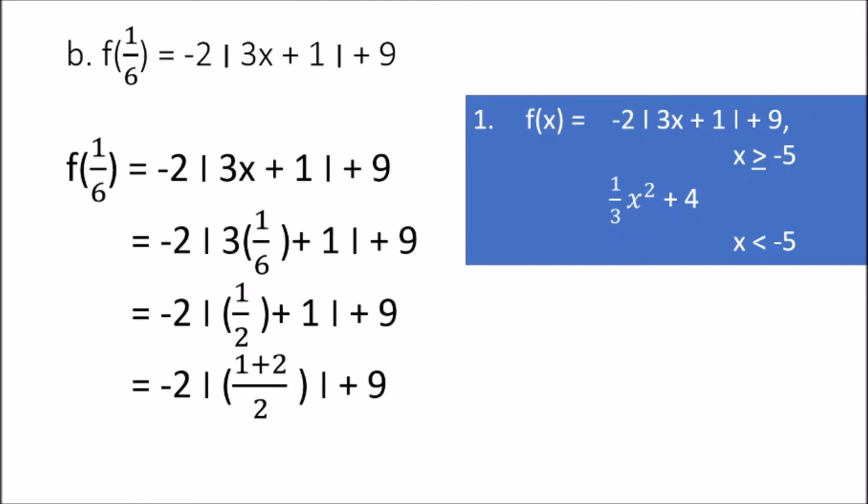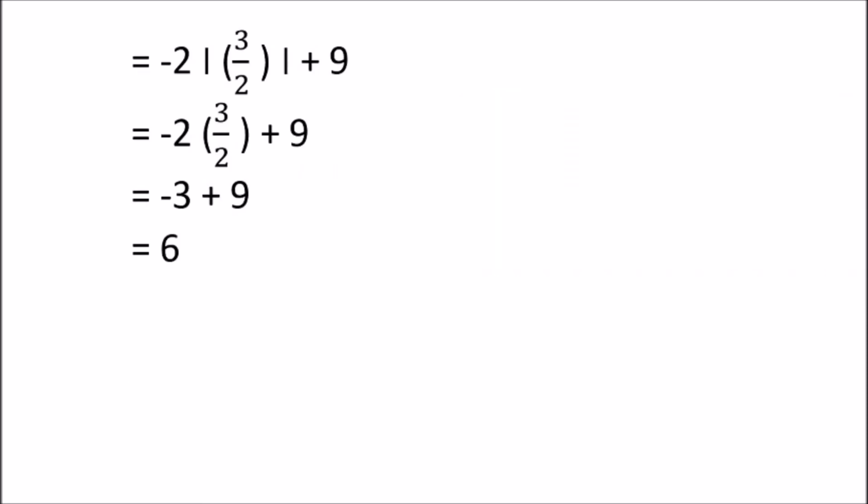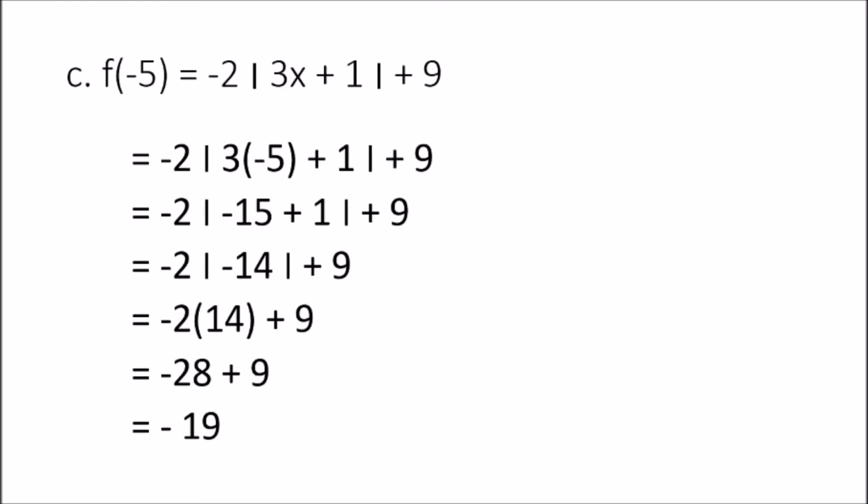For b the value of x is 1/6, and that is greater than negative 5. We use the first equation. For c we use the first equation because the value of x is equal to negative 5.